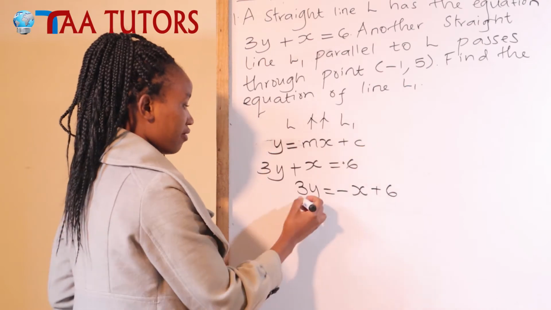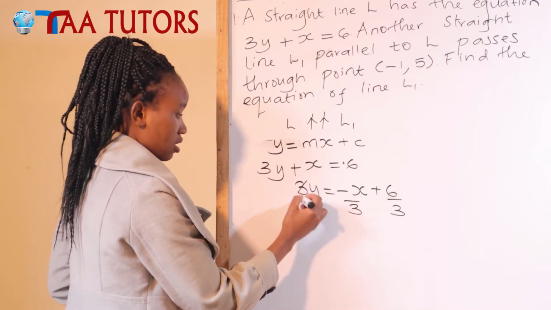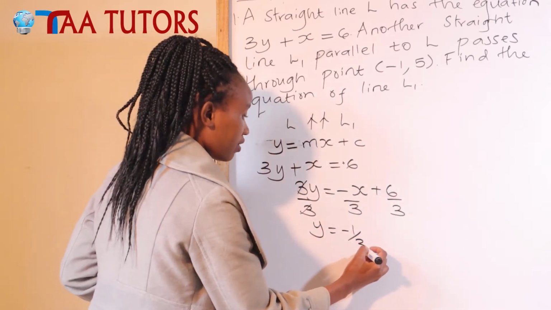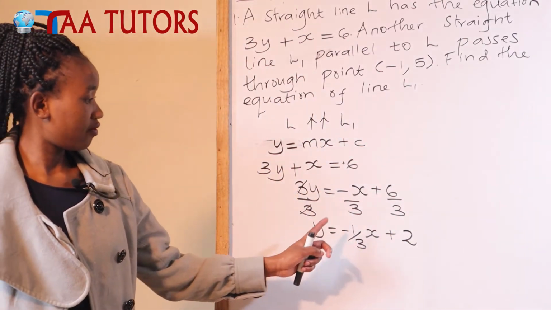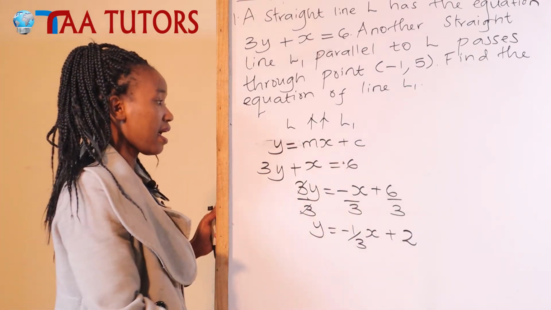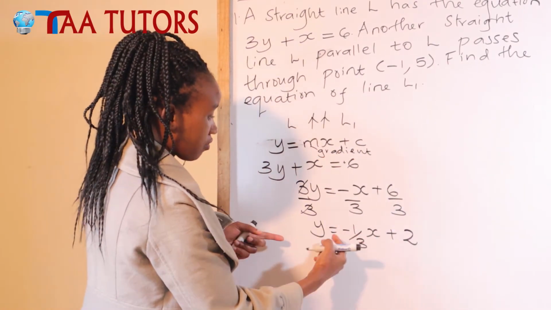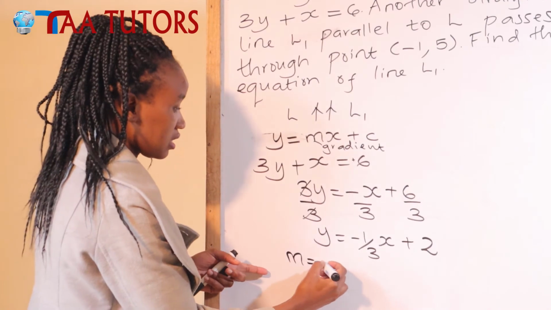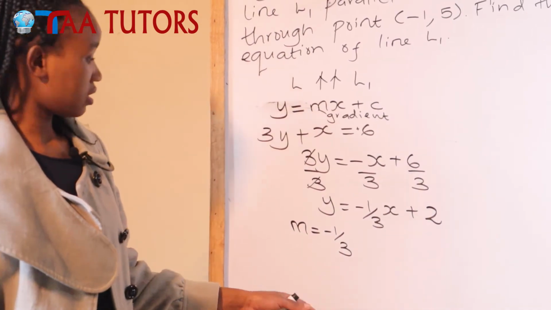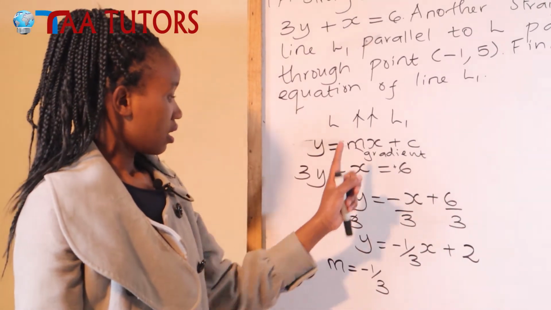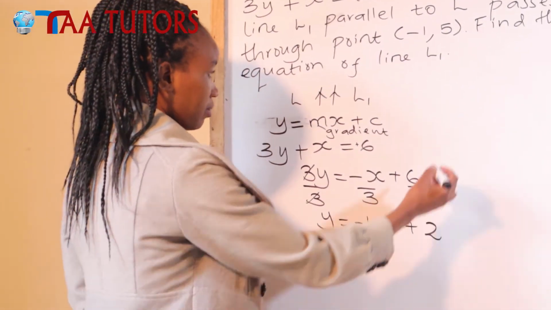Then from there, we divide everything by 3 so that we remain with y. So y equals -1/3 x plus 6 divided by 3, which is 2. So our equation is in the form y equals mx plus c. Now m is the gradient of our line, so the gradient of line L is -1/3. Since L is parallel to L1, they have the same gradient. So the gradient of L1 is also -1/3.